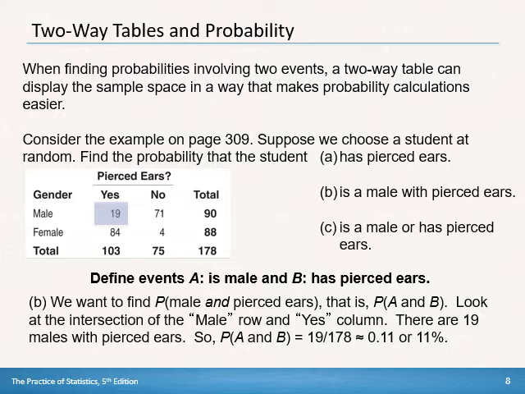All right, so now let's go on to C. Find the probability that the person we randomly choose from the 178 is a male or has pierced ears.